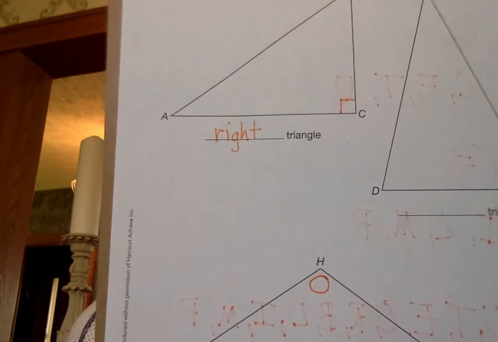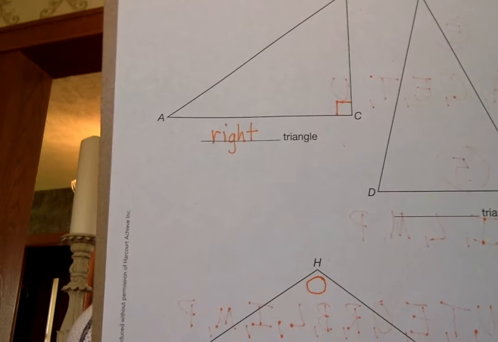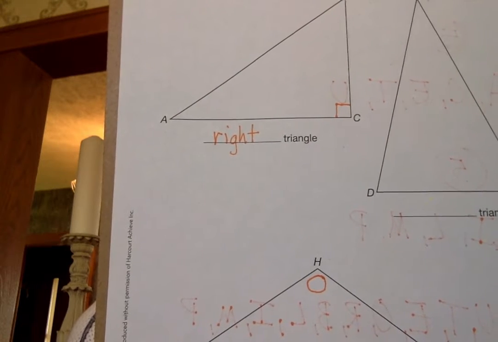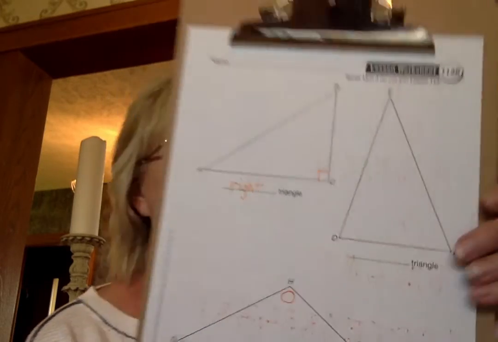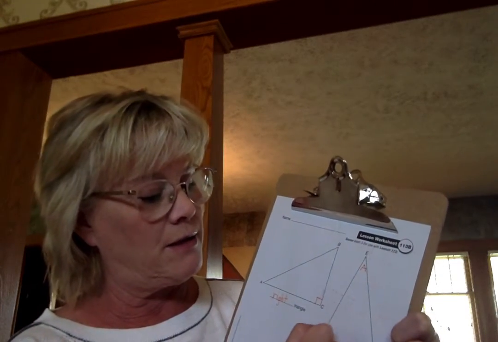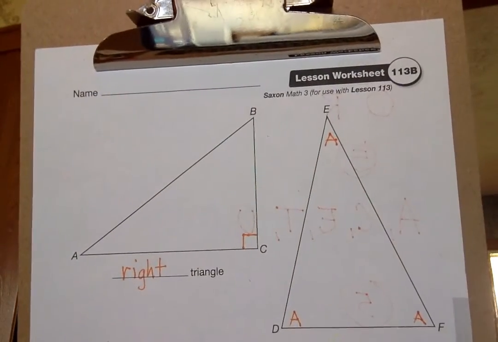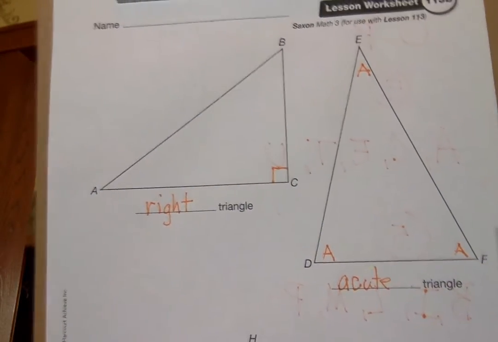If the triangle only has acute angles, it's called an acute triangle. Find a triangle that has only acute angles. Right here, and we're going to write an A in each of those. And we're going to write acute.